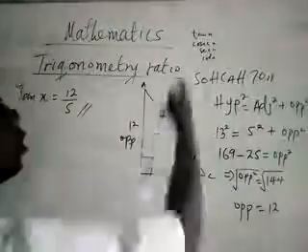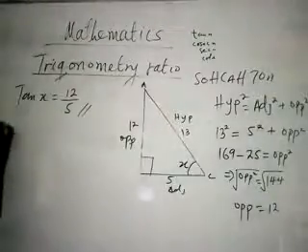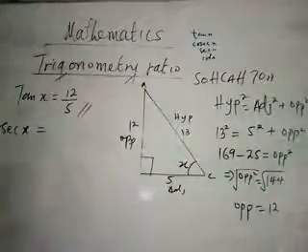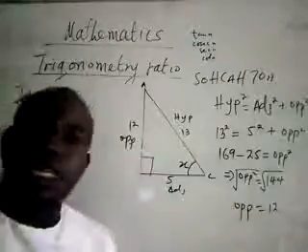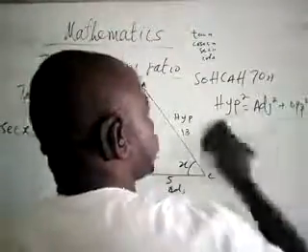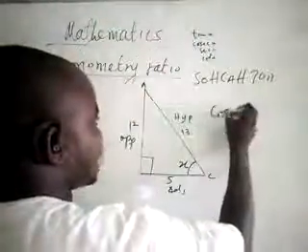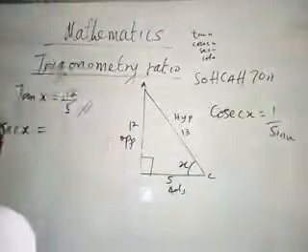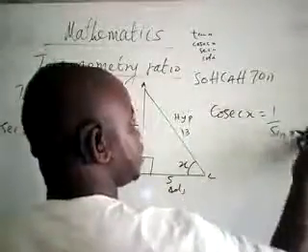Now, let us look at the next one. We were asked to find cosec x. Since we are asked to find cosec x, what is cosec? Initially, I told you that cosec is 1 over sine theta, or 1 over sine x. Cosec x means 1 over sine x. That means cosec is the inverse of sine. Do you understand?